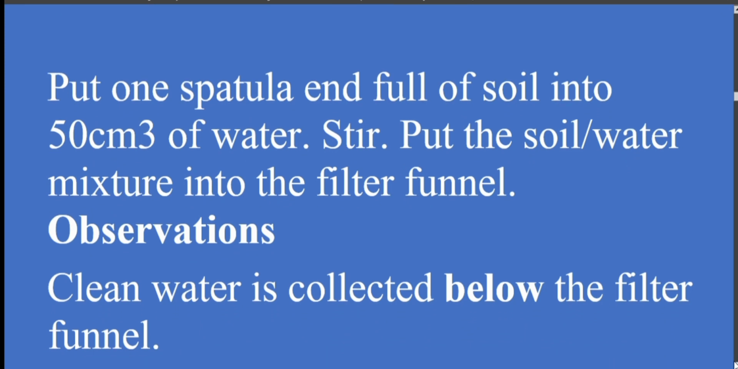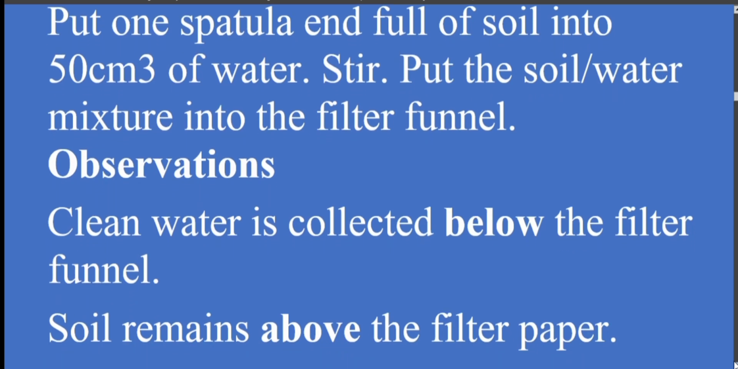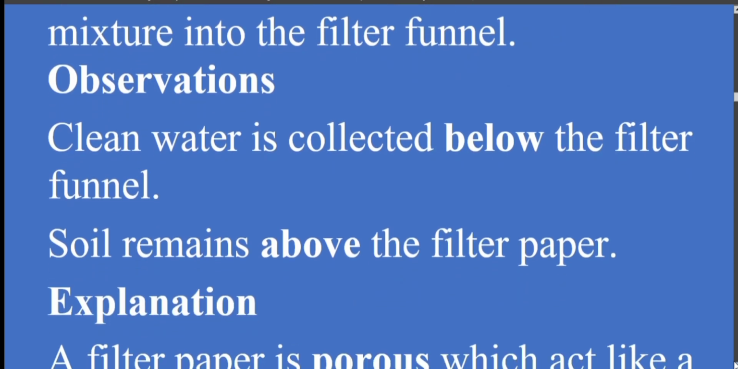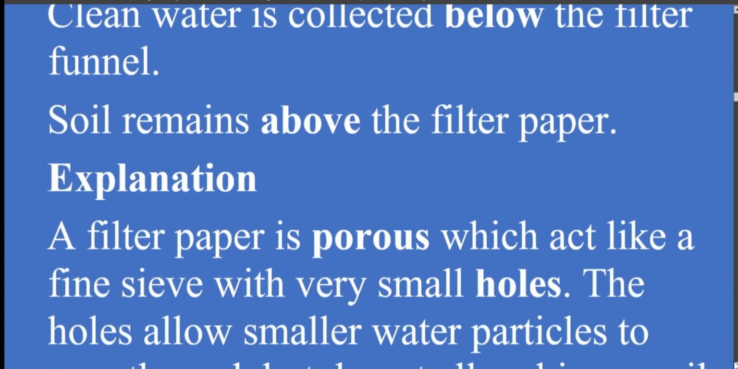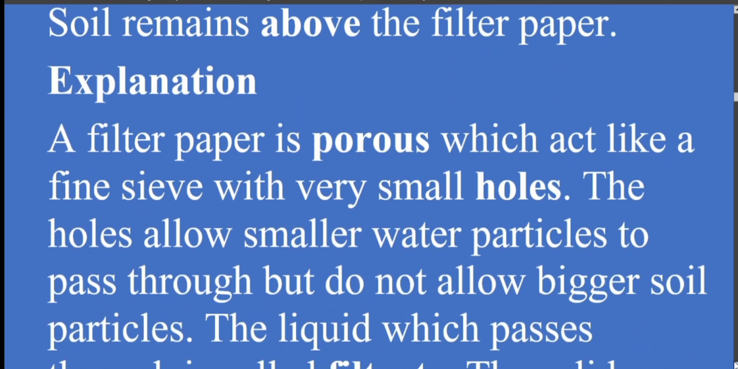So we have clean water collected below the filter funnel. Soil remains above the filter paper. Because the filter paper is porous, it allows the water to go through, which we are calling the filtrate. So a filter paper acts as a sieve that has some invisible holes in it. The holes allow smaller water particles to pass through, but not bigger soil particles.